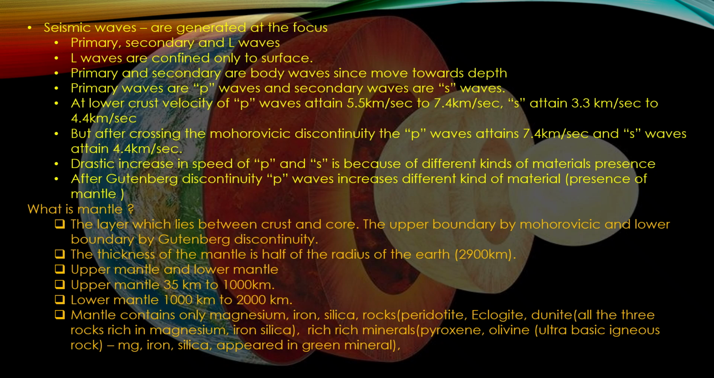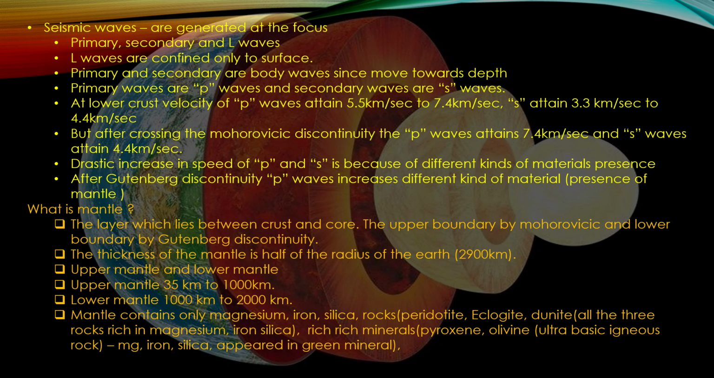After the Gutenberg discontinuity, the P wave velocity also increases. This is also because of a different kind of material. This Gutenberg discontinuity is found at the base of the mantle. So first of all, what is a mantle? The mantle is a layer which lies between the crust and the core. The upper boundary is the Mohorovicic discontinuity, and the lower boundary is the Gutenberg discontinuity.